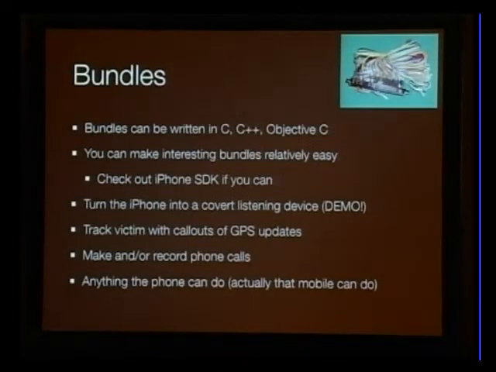So why would you even do this? Well, it's cool because instead of writing in assembly, which as you saw can get complicated, you can write in C or Objective-C or whatever you want. And you can make some pretty cool bundles this way. So if it works, I'll show you how to turn your iPhone into a covert listening device. Other things you can do is register to receive GPS updates so that whenever the person's moving around, it'll call out to you with where they're at, so you can track your victim that way. You can make or record phone calls and do anything the phone can do.